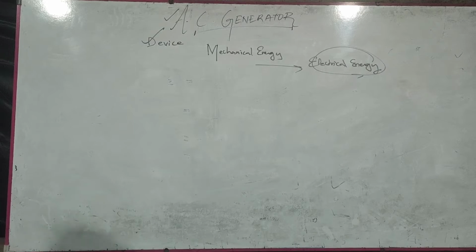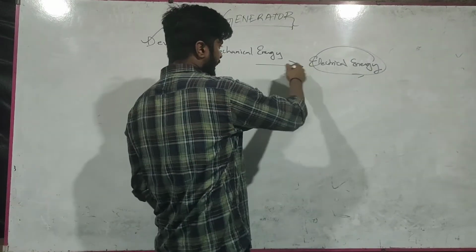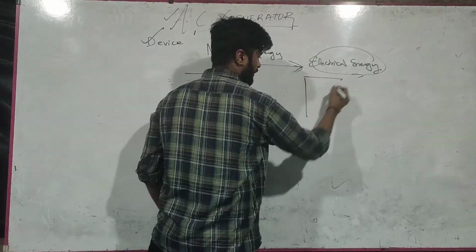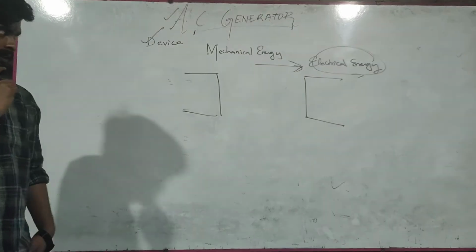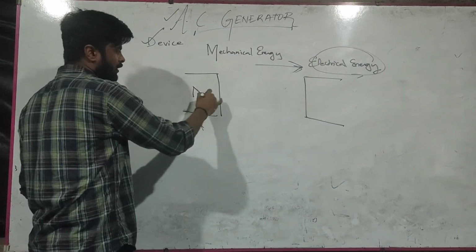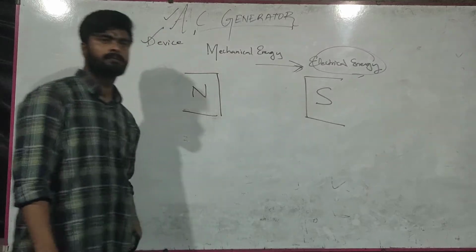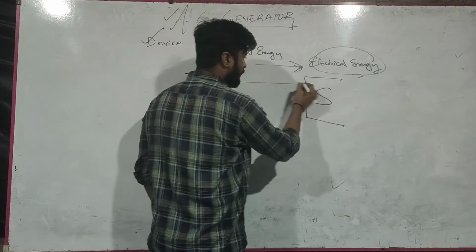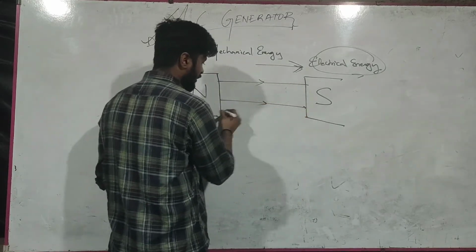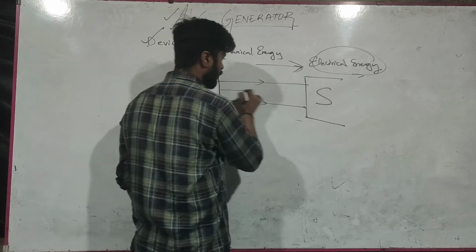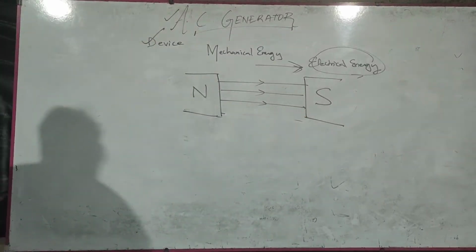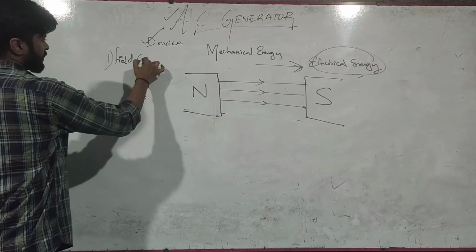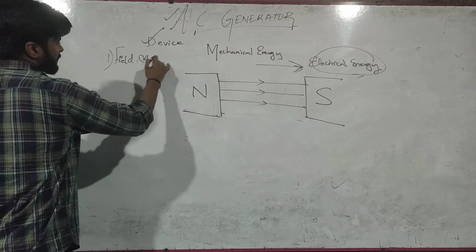When you construct an AC generator, you will have field magnets which will create a uniform magnetic field. For that, we use 2 field magnets. One will be north and the other will be south. Clear? So these are the field magnets because these are going to create a uniform magnetic field throughout. So for creating a uniform magnetic field, we use field magnets. So in the construction, we will have field magnets.